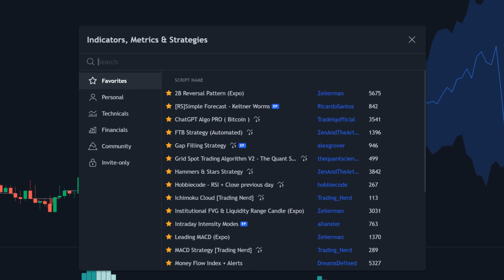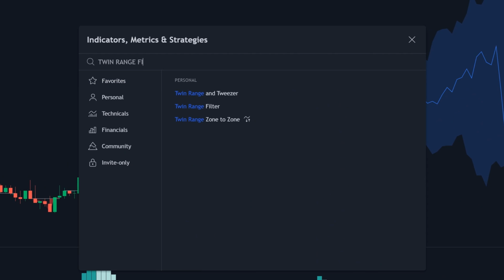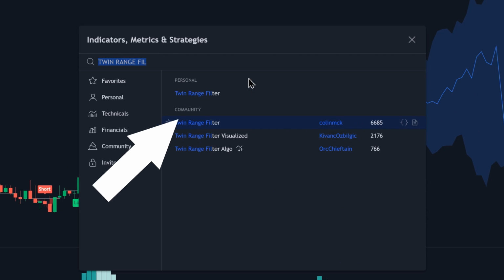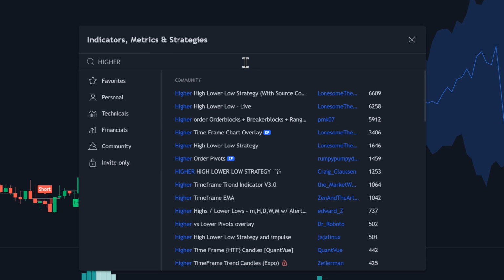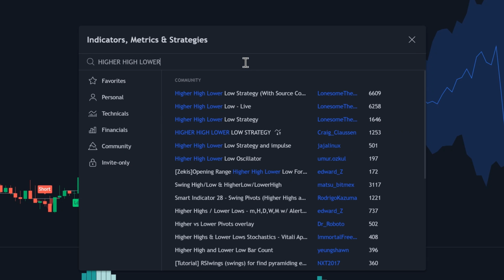So the first indicator that we need to add is this one called Twin Range Filter, designed by Colin MCK. Next, we're gonna add the higher high, lower low strategy, this one by Lonesome the Blue.